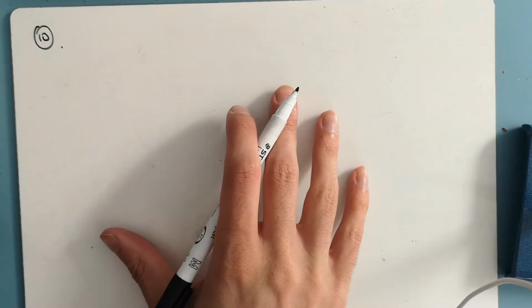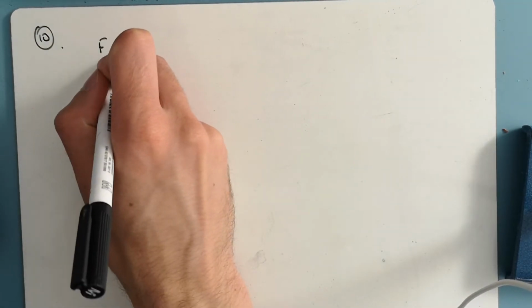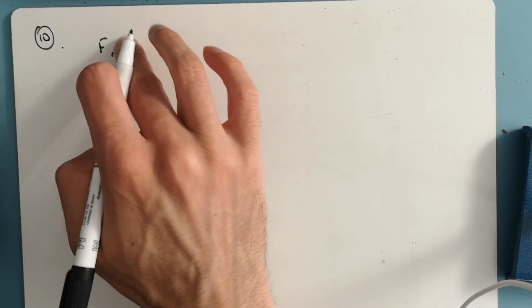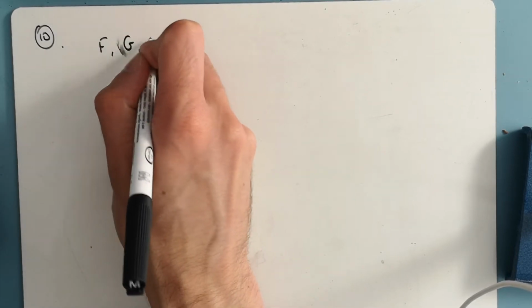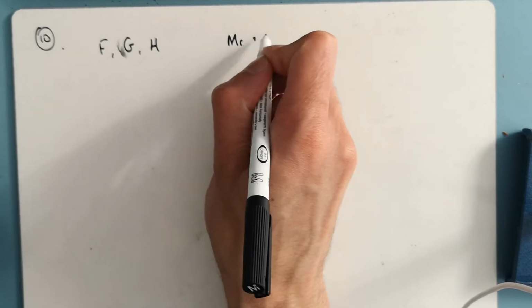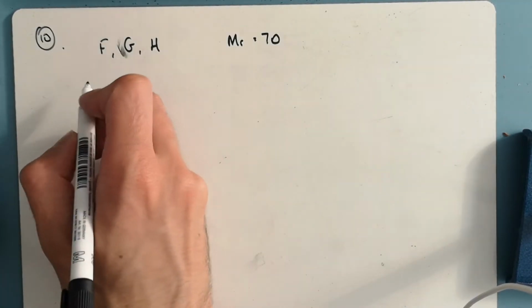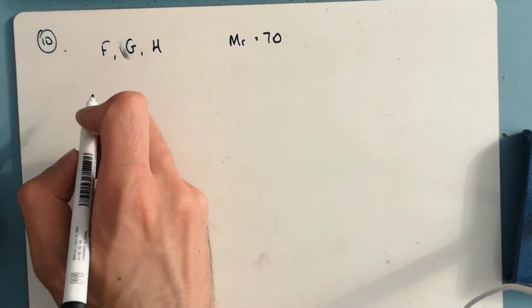Hi, this is the video on question 10 I promised you. So question 10 tells us we've got three unbranched alkenes, F, G and H, and they've all got the MR equal to 70. So if they're alkenes, we can just go through all the lower alkenes.